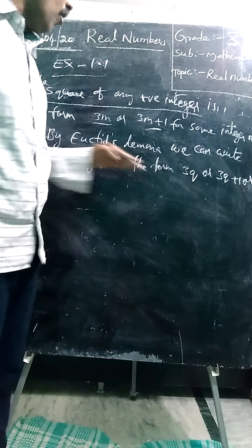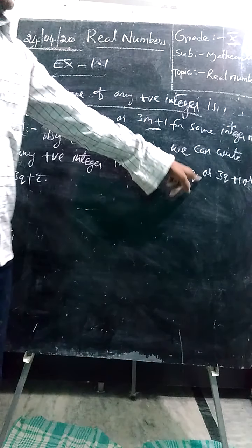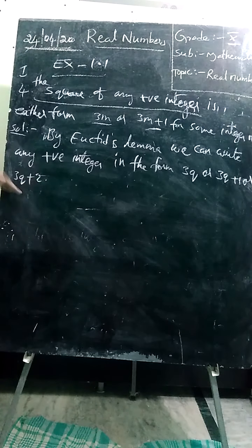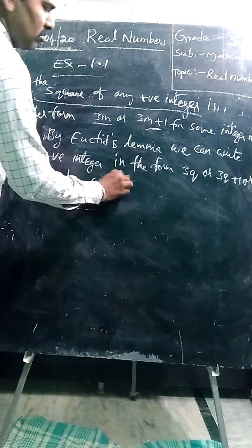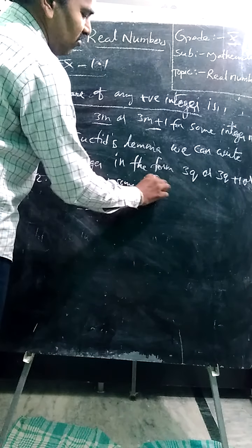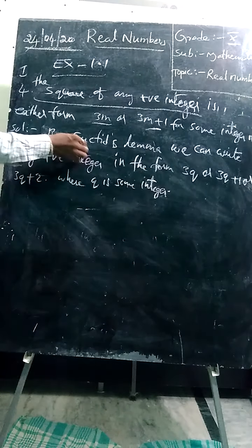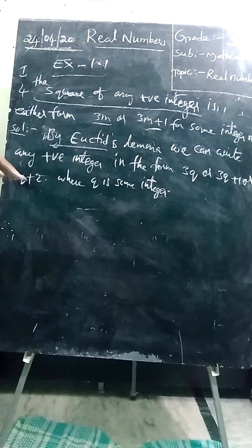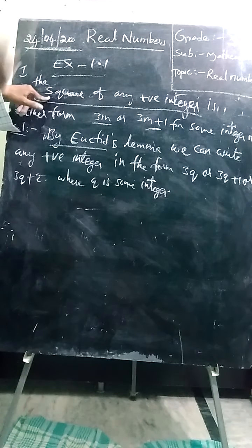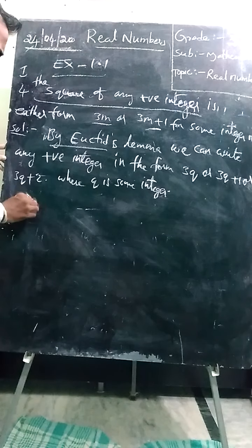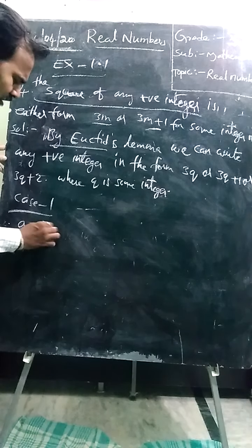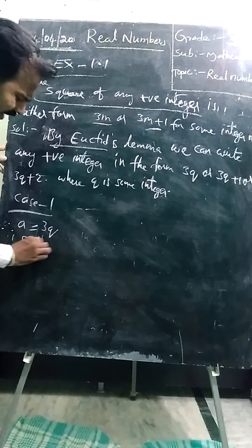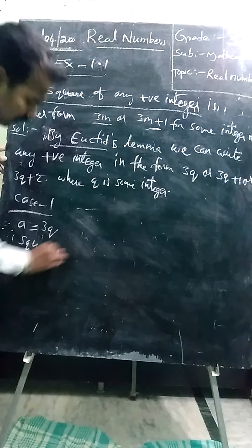Because when we divide any positive integer by 3, we may get 0 remainder, giving 3q, 1 remainder, giving 3q plus 1, or 2 remainder, giving 3q plus 2, where q is some integer. By which one? Euclid division lemma. Yes. Now, we actually have to prove it for the square. So let us take case 1 because we have 3 forms. Let us take a in the form of 3q. We are doing squaring. Why squaring only?